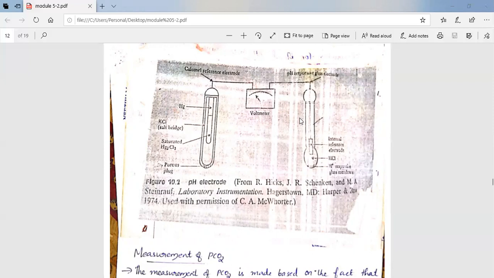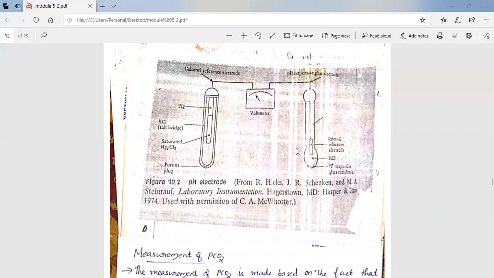The internal reference electrode is Ag/AgCl, and the calomel reference electrode is connected to a small pool of saturated KCl through a porous pin. Calibration with a solution of known pH is performed before measurement of the patient's specimen is made. Here, the internal reference electrode is Ag/AgCl, and it is connected to a calomel reference electrode through a pool of saturated KCl. So, in this way, we can measure the pH of the blood.